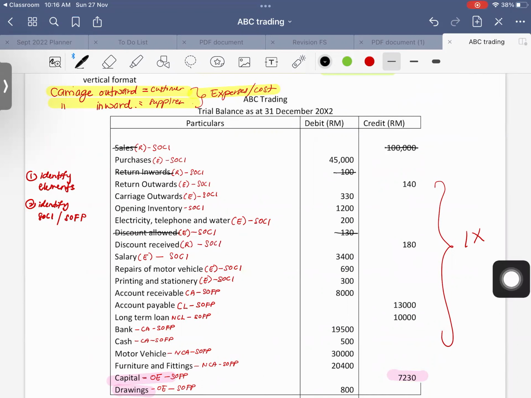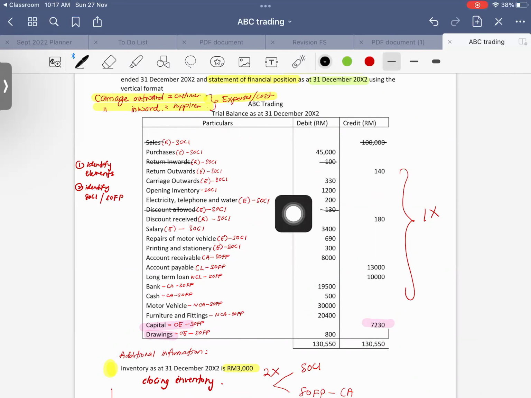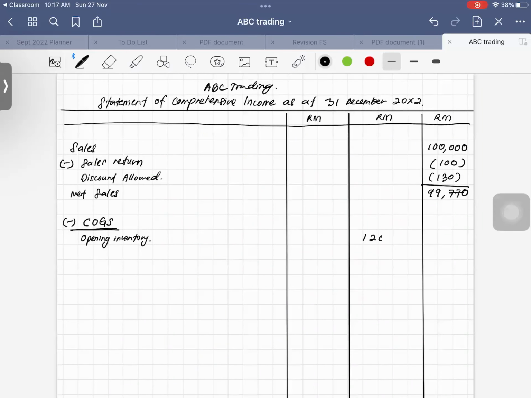And then to get your COGS, kena start with your opening inventory. Okay. Berapa opening inventory? Opening inventory. Oh ni. 1200. Okay. Need to transfer to your SOCI. 1200. Mesti second column. Okay. And then take your purchases value, which you need to minus with your purchase return. Siap-siap tulis je lah. Kalau tak ada pun tak apa, kosong. It's okay.